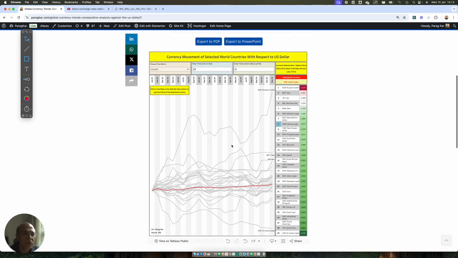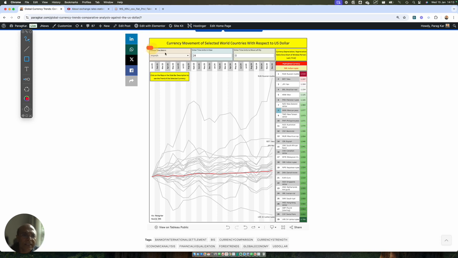Okay. In this chart, you will see that there are various controls right in front of you. You can choose different types of time metric, meaning depending on the granularity of the window that you choose, month, quarter and year, this particular time axis is going to change. So you can zoom out and you can zoom in.